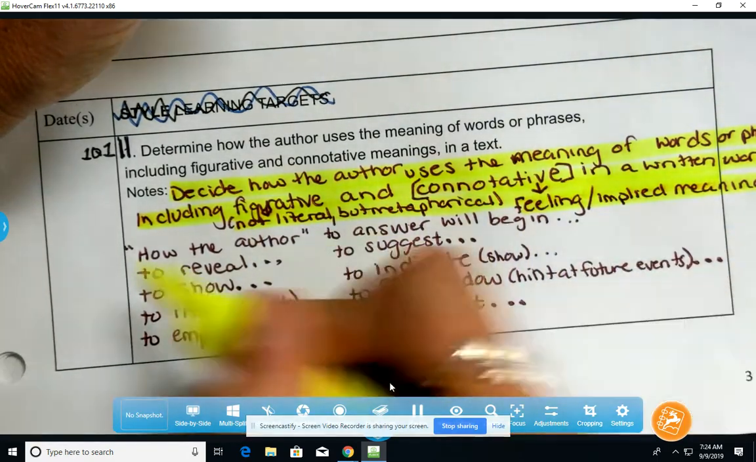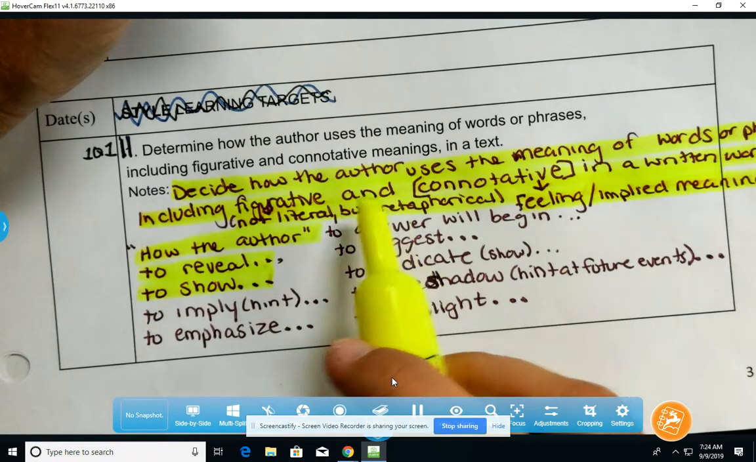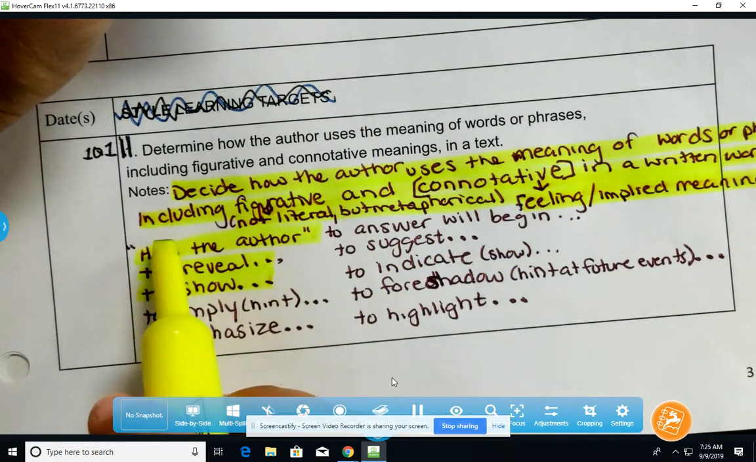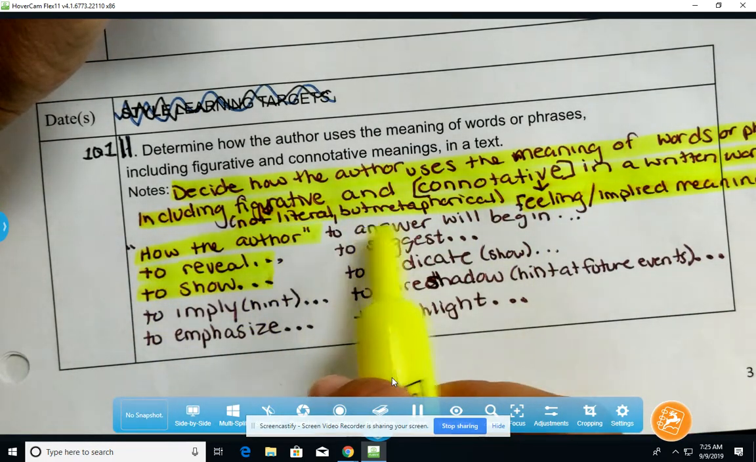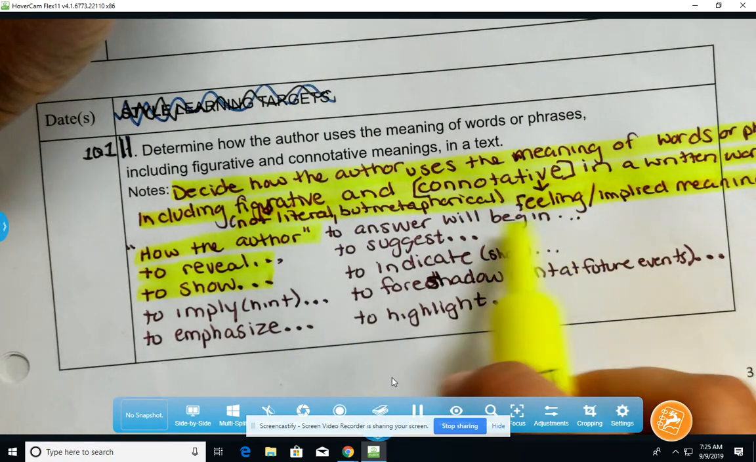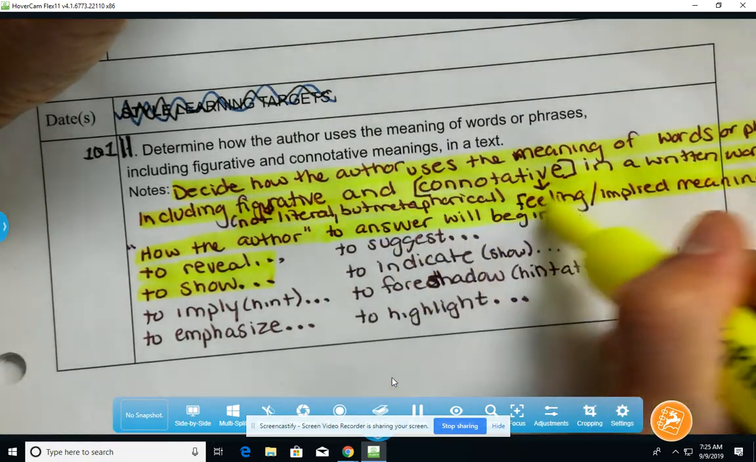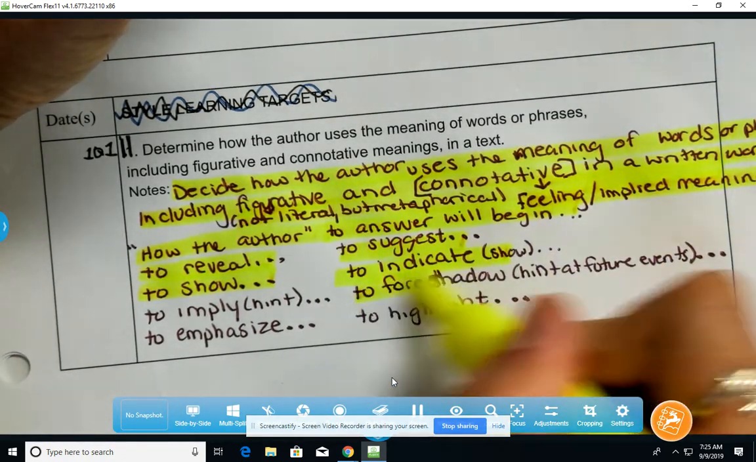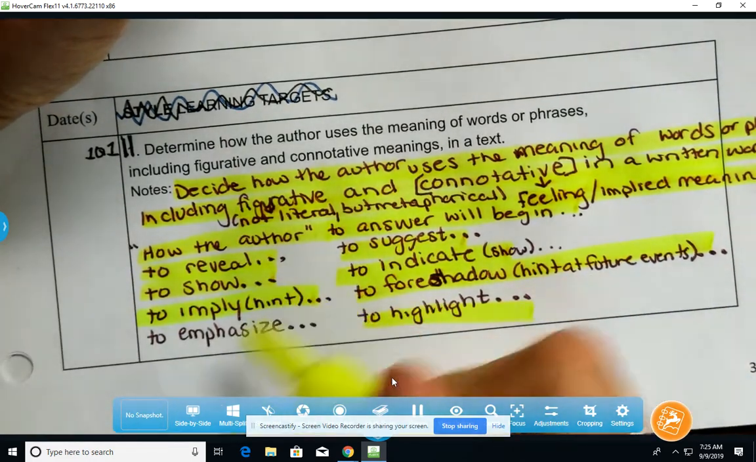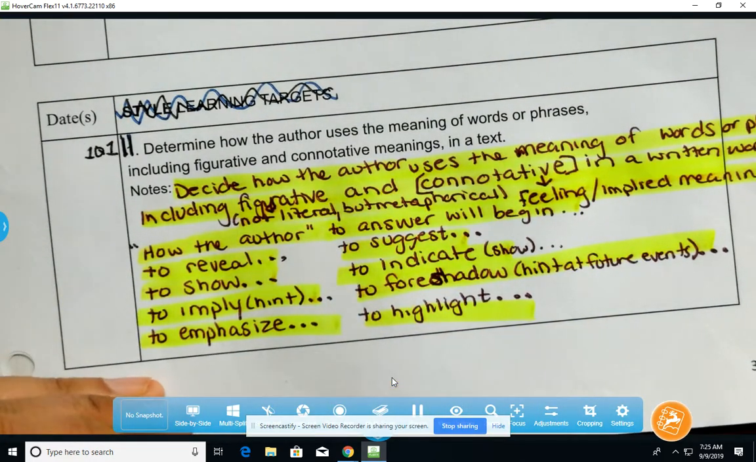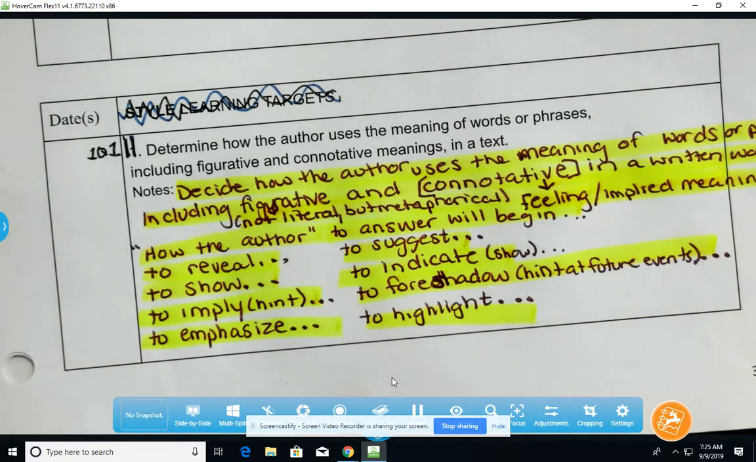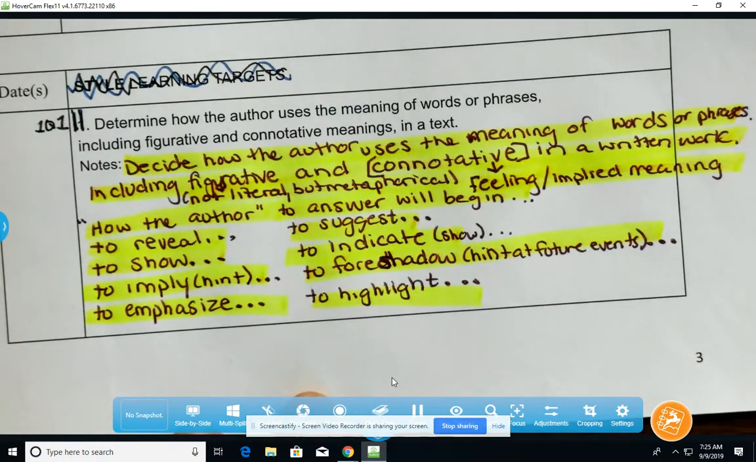And to put it into your own words, you would decide how the author uses the meaning of words or phrases, including figurative, which means not literal but metaphorical meaning, and connotative, which is the feeling or the implied meaning a word gives you. So words have their dictionary definitions, but they also have figurative understandings as well as connotative understandings. In other words, none of which are the literal meaning of what the word is. We bring emotion, we bring implied meaning to words through language.